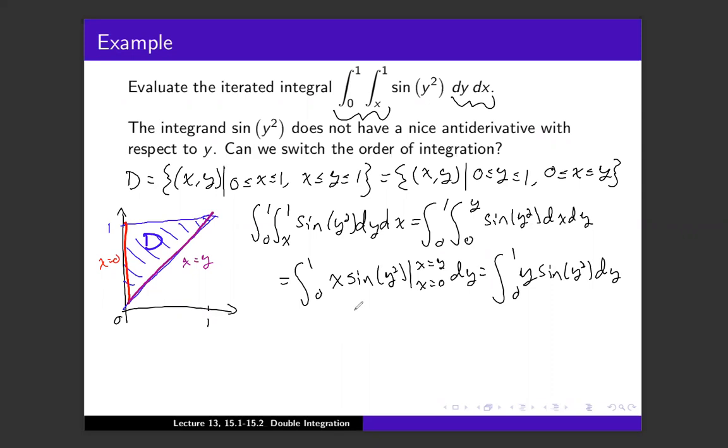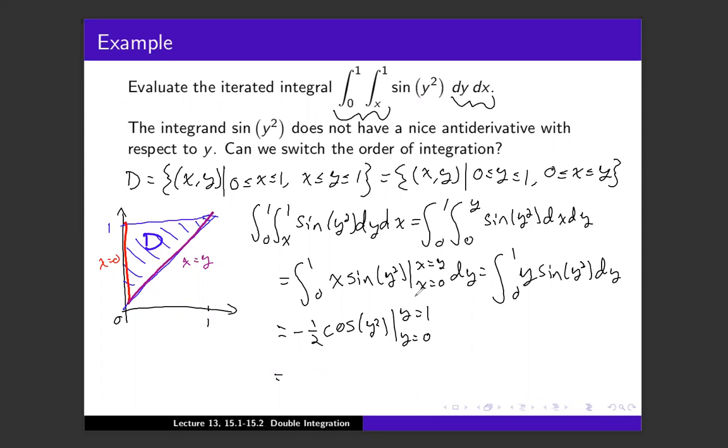Now, how are we going to do that? Well, that's a much easier integral to do, right? That's just a basic u substitution. So how's that going to work? Well, it's just about as simple as you could really want it to be. That's negative 1/2 of cosine y squared evaluated from y equals 0 to y equals 1.